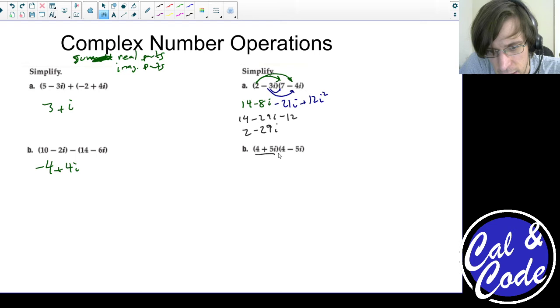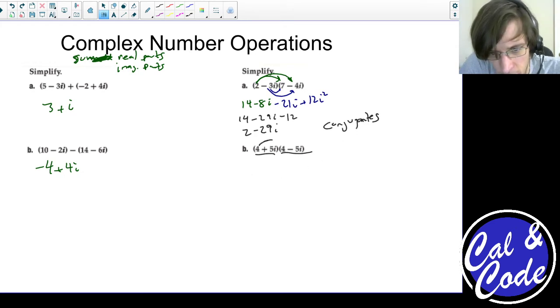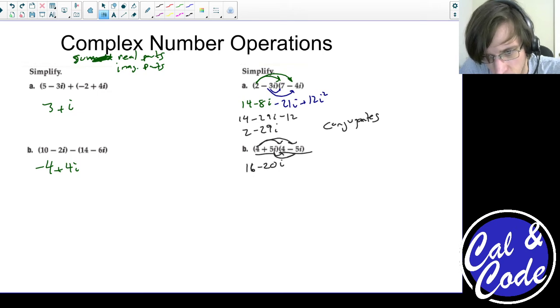Last one, this number and this number, y'all should see look very similar to each other. They are actually conjugates of each other. So I'm going to multiply them out. 4 times 4, 4 times negative 5i gives me 16 minus 20i. 5i times 4 and negative 5i gives me plus 20i minus 25i squared. The plus 20i and minus 20i will cancel to give me 16, and this reduces to give me plus 25, and we end up with 41.